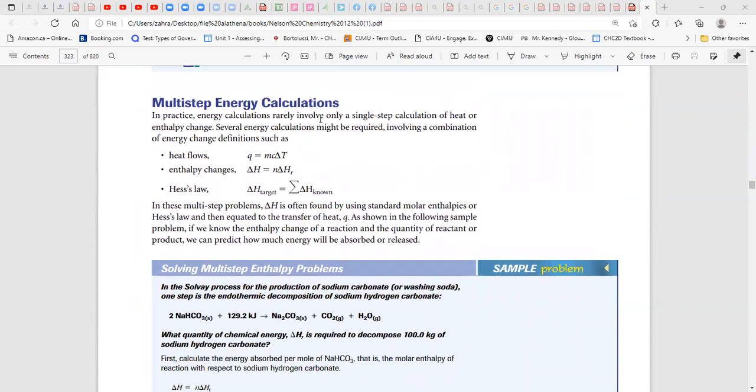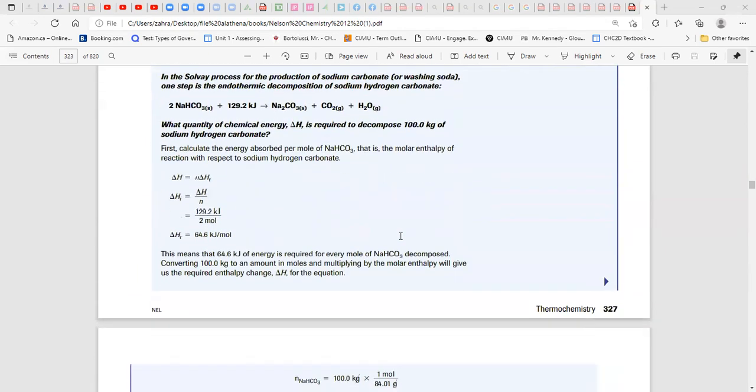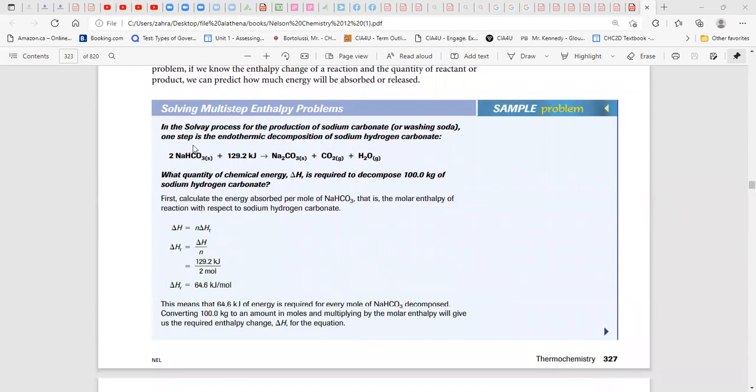Now, multi-step energy calculation. We know that the heat flow Q is mc delta T. We had enthalpy change delta H is equal to n multiplied by the molar enthalpy, and Hess's law that we did. So guys, these are the 3 things we discussed before. Now looking at this question: in the process of production of sodium carbonate, one step is the decomposition of sodium hydrogen carbonate. What quantity of chemical energy delta H is required to decompose 100 kilograms of the sodium hydrogen carbonate?